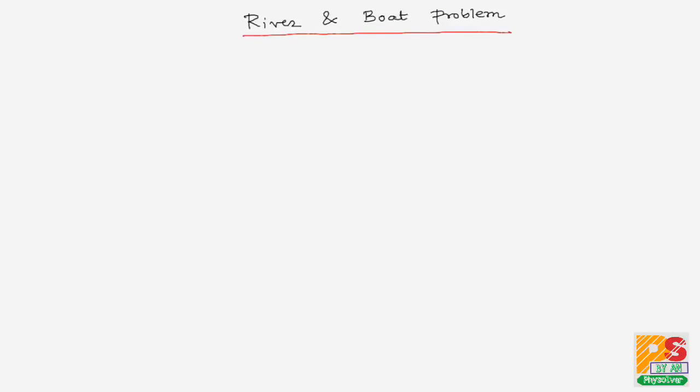Hello students, today I will discuss the river and boat problem. Suppose this is the river, D is the width of the river, and the water current is flowing with velocity V along east, and the boat is steered with velocity U making an angle theta with the bank along west.